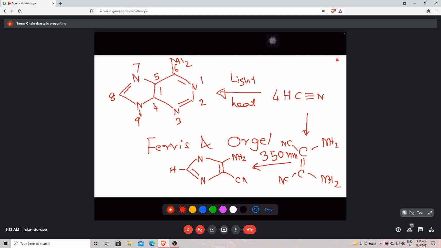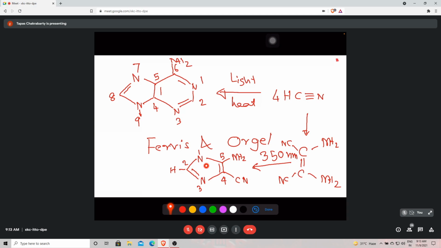So the numbering system is the following. If you put one group here, this is 1, this is 2, this is 3, 4, and 5. So this is the numbering system. The name of the molecule is basically 5-amino-imidazole. This is this imidazole ring. So it is the 5-amino, and at the 4 position, you have this nitrile group, cyanide group.